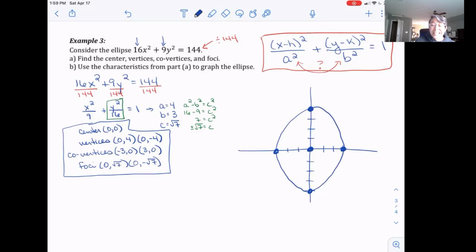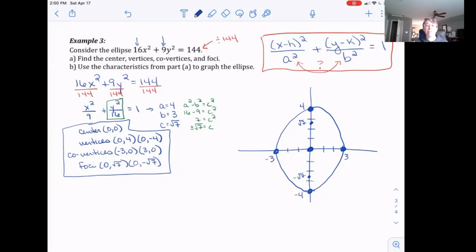A square root of 7, well, 3 squared is 9, so that's too high. 2 squared is 4, that's too low. So that square root of 7 is going to be in here somewhere. Square root of 7, negative square root of 7. This is 4, negative 4, 3, negative 3.